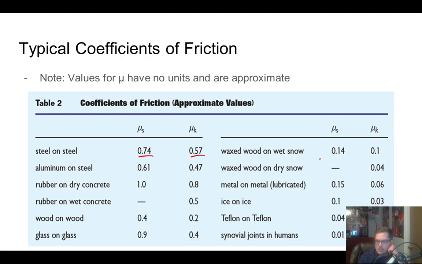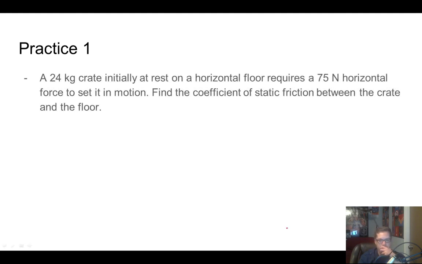Notice how ice on ice, or Teflon on Teflon, has really, really small coefficients of friction. The synovial joints, like the joints in your knees, have very, very small coefficients of friction.